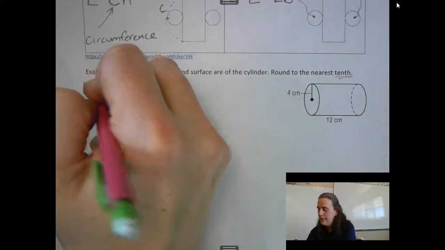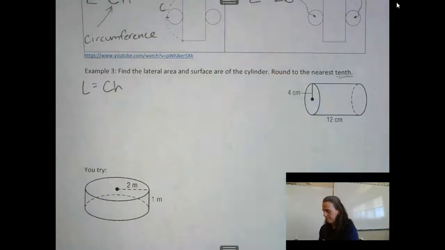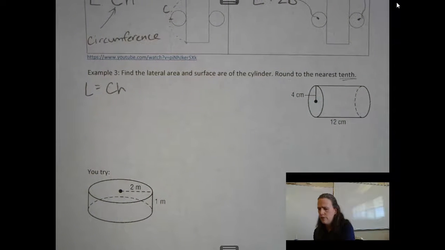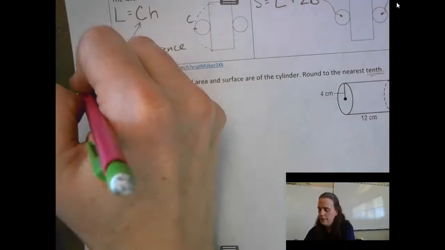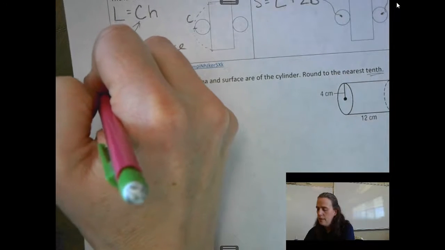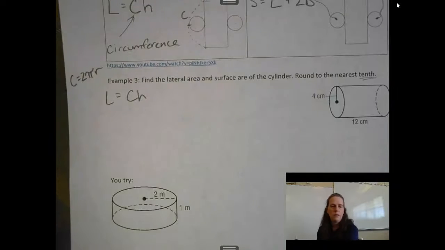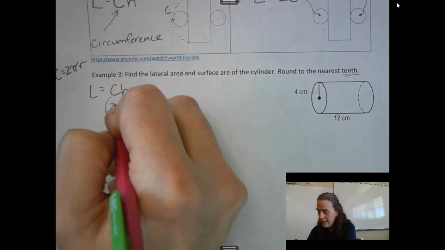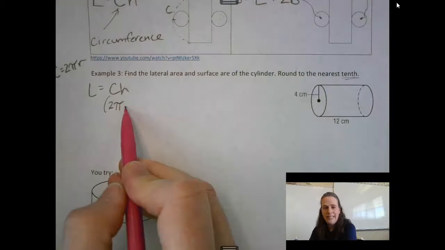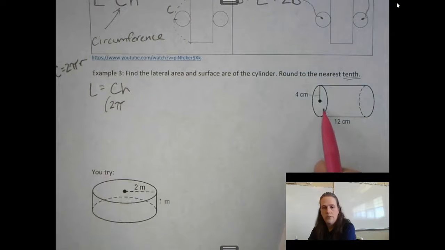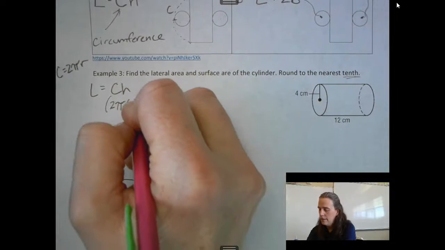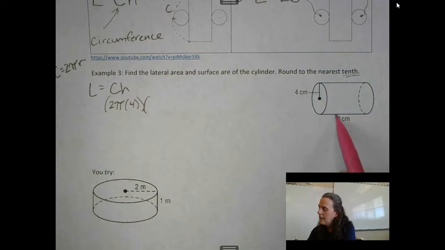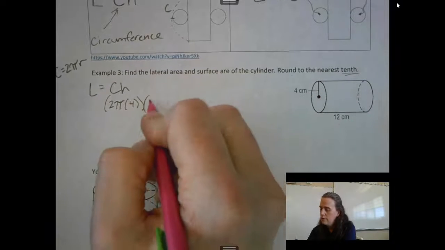All right, lateral area, circumference times height. Do you remember how to find the circumference of a circle? Let's put that over here. Circumference equals 2 pi r. Okay, so we need to put 2 pi, those don't change, and then the radius of the circle. That's a 4. Good. Okay, circumference done. Height. How high is our cylinder? 12.